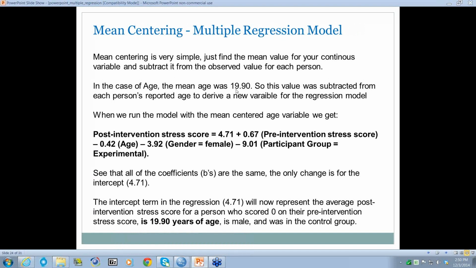So I think we looked at it before. The mean age was 19.9. Okay, so what we're going to do is take that mean value, that average, and subtract it from everybody's age, and then we're going to make a new variable, and we're going to throw it in the model. Okay, so let's go ahead and see what we get. I'm going to show you how to do this really quick.